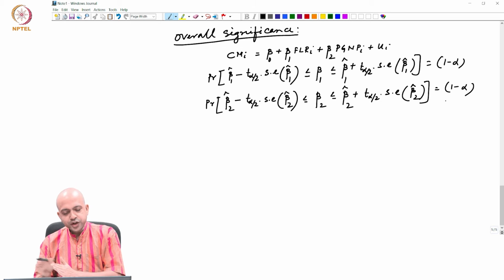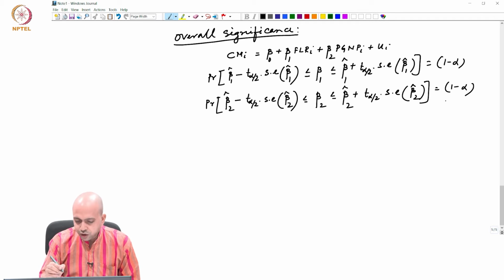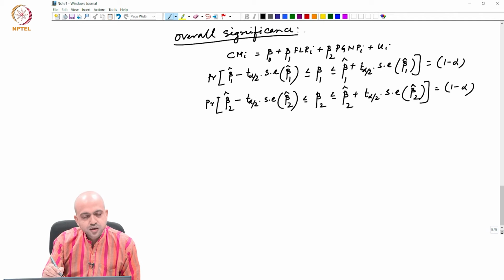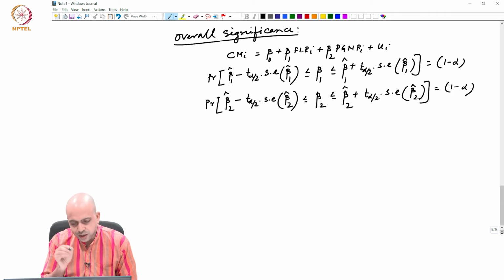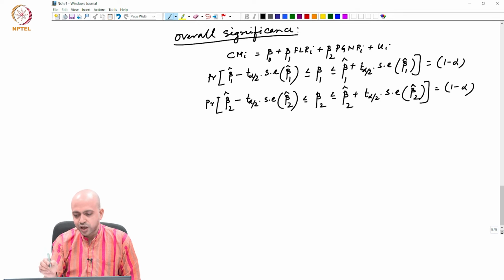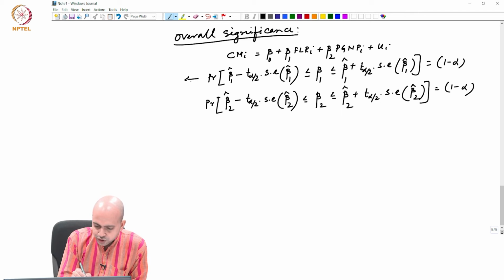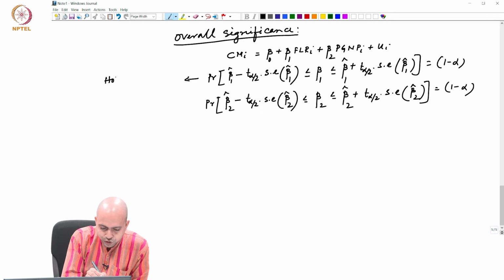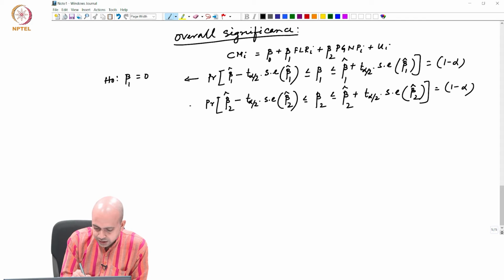So, this is the confidence interval approach, and we can also check the significance by the t statistic. You look at the calculated t statistic of FLR and PGNP and compare it with the tabulated value, and we decide whether the variable is significant or not. Now, the question is, can we decide? What was our null hypothesis here? The null hypothesis was beta 1 equals 0, and in this case our null hypothesis is beta 2 equals 0.